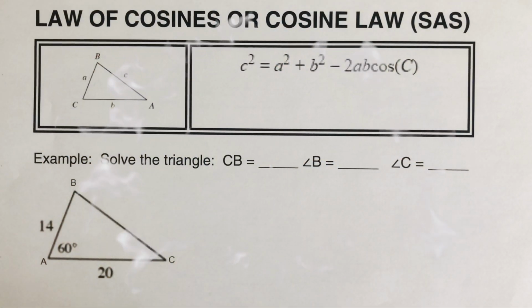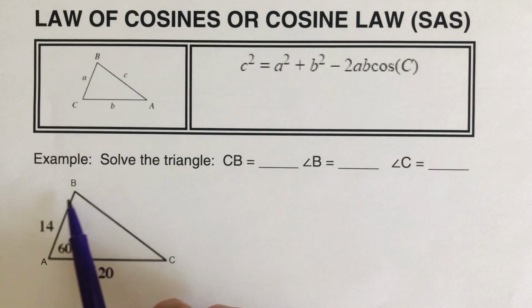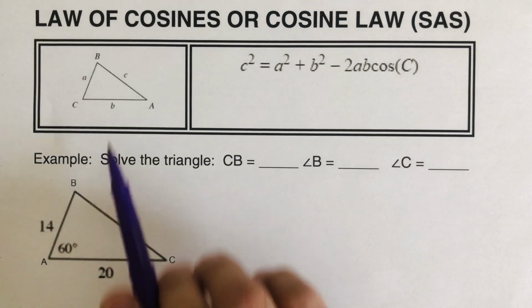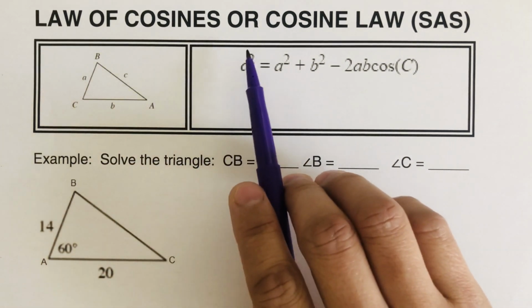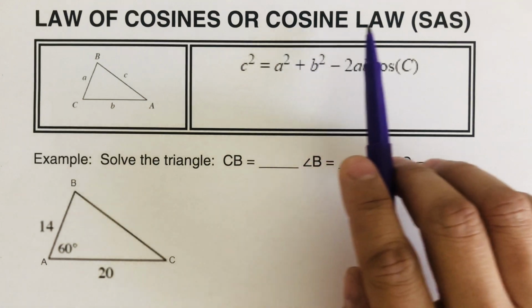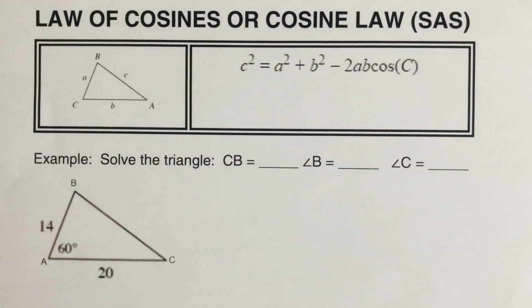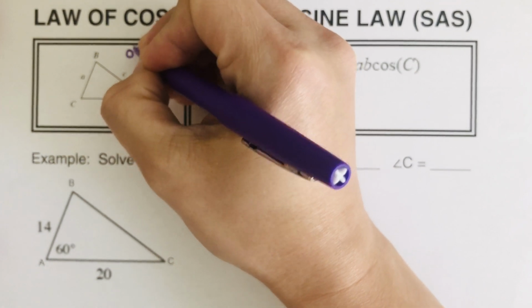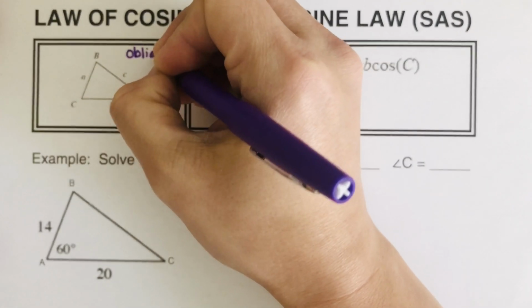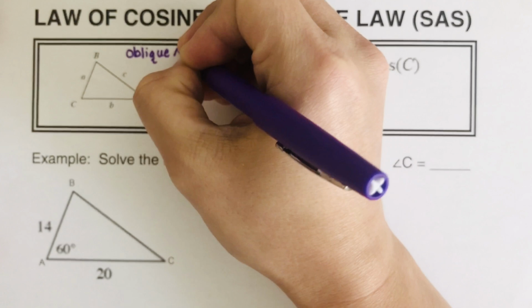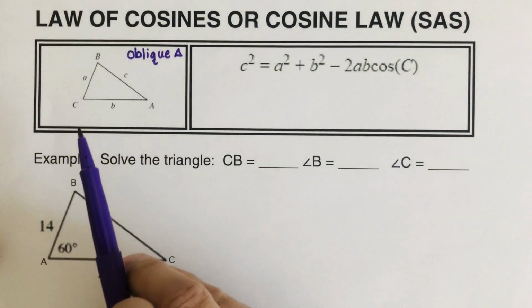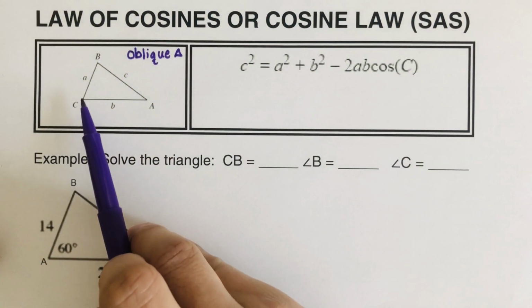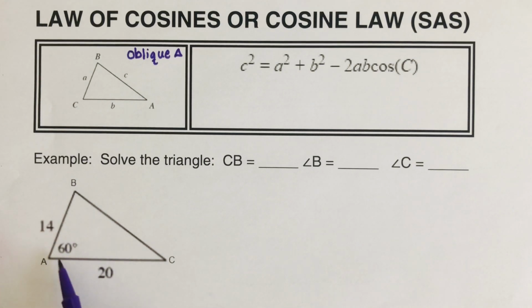Everyone. Today we will be solving for all of the missing parts of a triangle using the law of cosines, or otherwise called the cosine law. This cosine law can only be used when we have an oblique triangle. When we say an oblique triangle, it means that it is a non-right triangle. As you can see in the triangle, none of the corners is 90 degrees, so it is not a right triangle.